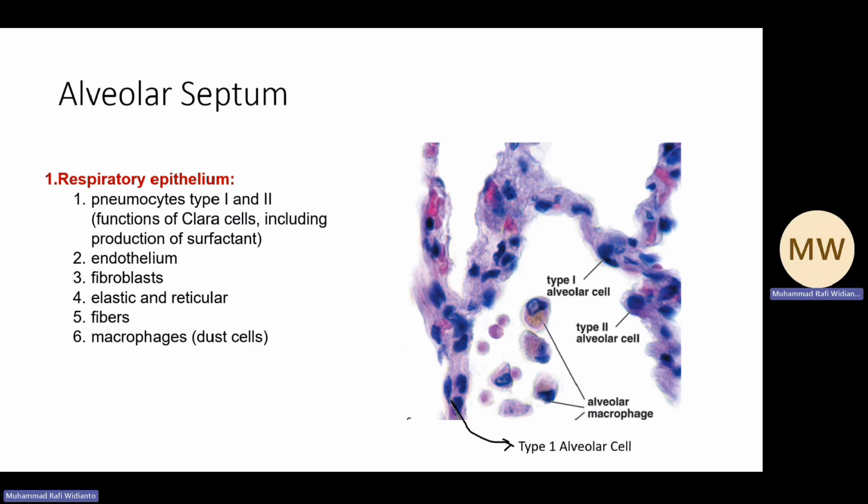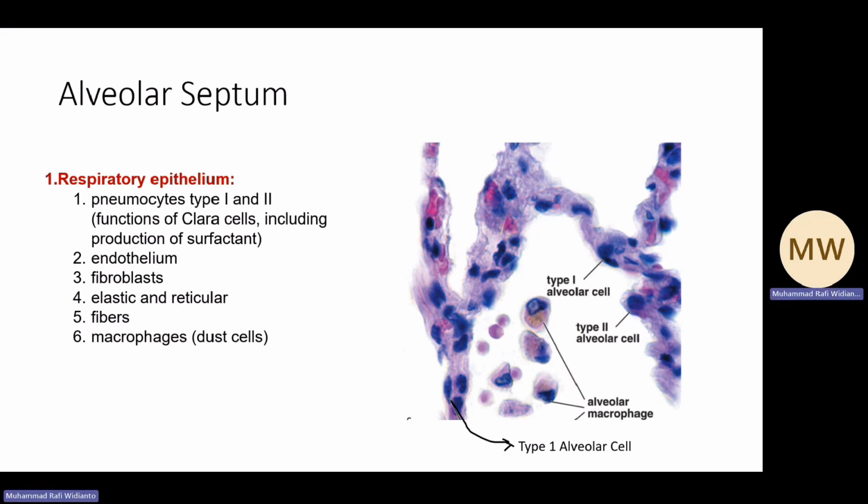So going back to club cells or Clara cells, they also release surfactant, but not to the amount of pneumocyte type 2. Pneumocyte type 2 cells secrete more surfactant compared to club cells. And they're also different in location. For example, club cells are in terminal bronchioles, whereas pneumocyte type 2s are in the alveolar septum. So that is very important to note because some people get confused.